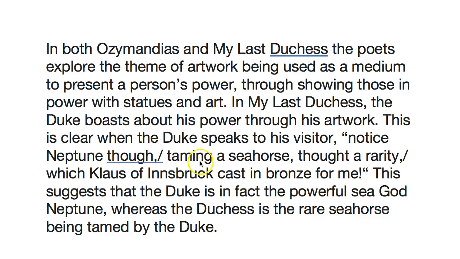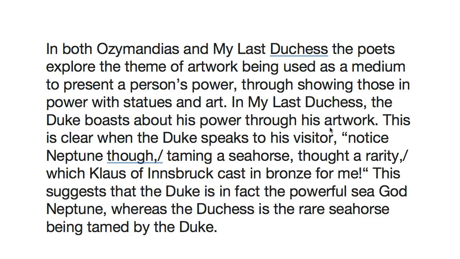Notice Neptune, though, taming a seahorse, thought a rarity, which Claus of Innsbruck cast in bronze for me. This suggests that the Duke is in fact the powerful sea god Neptune, whereas the Duchess is the rare seahorse being tamed by the Duke. So this is clearly thoughtful now. He's arguing that the artwork is just a medium to represent a person's power, and he's also suggesting that the Duke here has used the artwork deliberately to emphasize his own power.